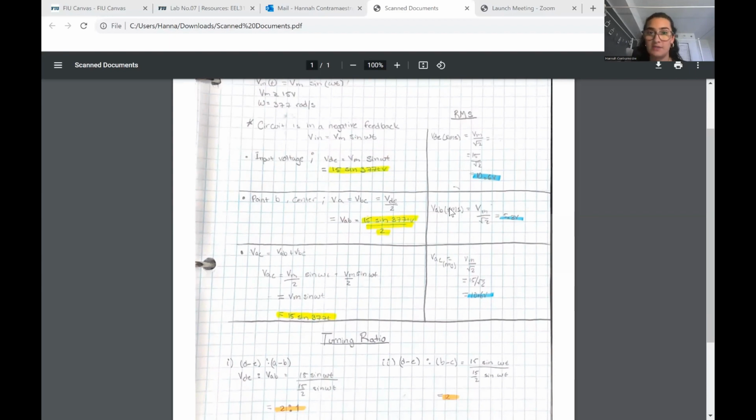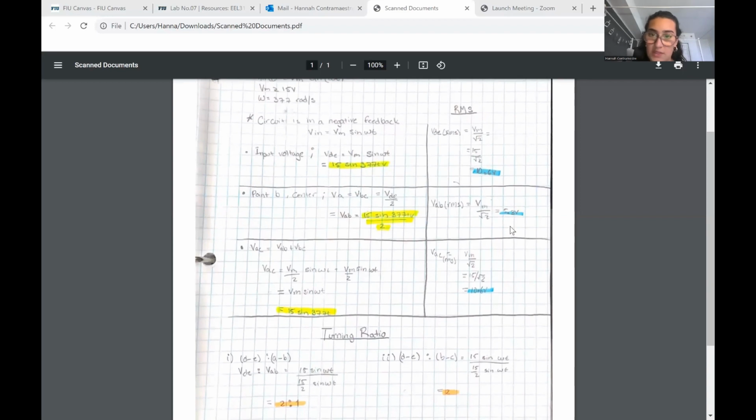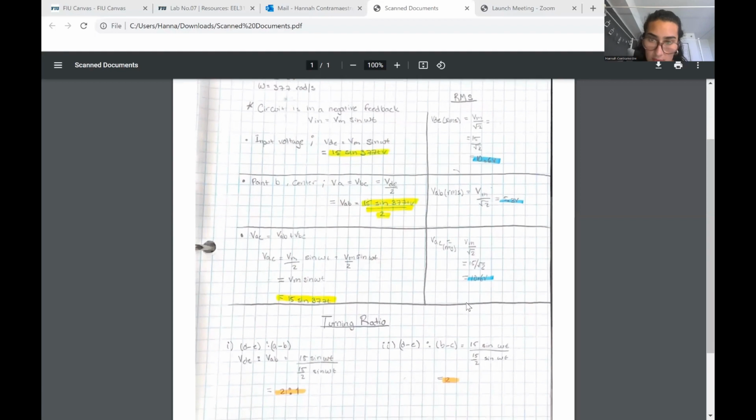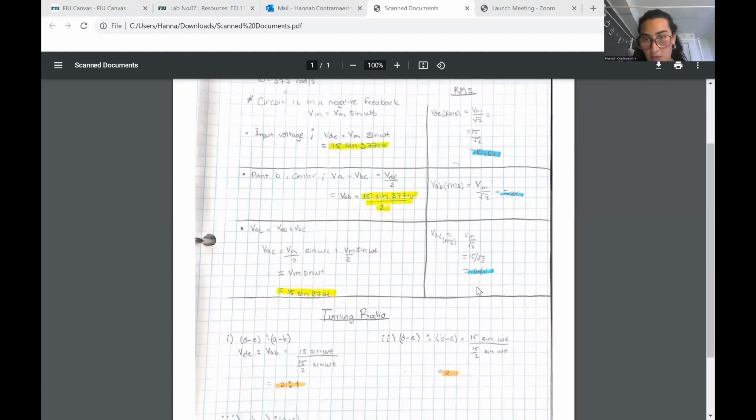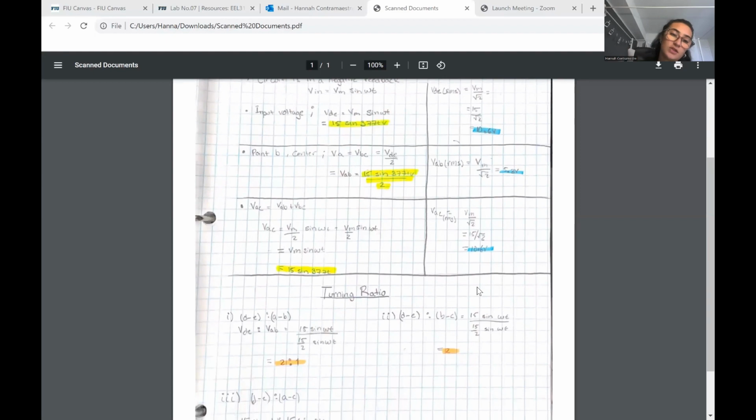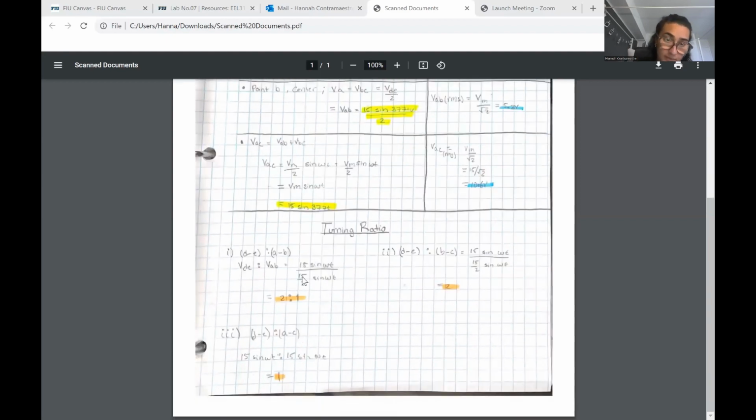So then we go to our RMS values, and we just do the math: 15 over the square root of 2, which is equal to 10.6 volts. Then we do the same exact thing for VAB and VAC. Our VAB is equal to 5.3 V, and for our VAC it's equal to 10.6 V. Then for our turns ratio, we do our VDE as the ratio of the VAB, and we get a 2-to-1 ratio for this.